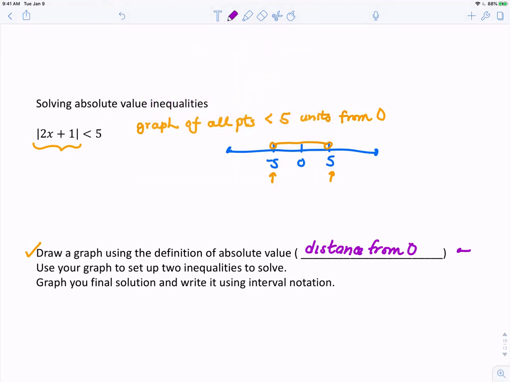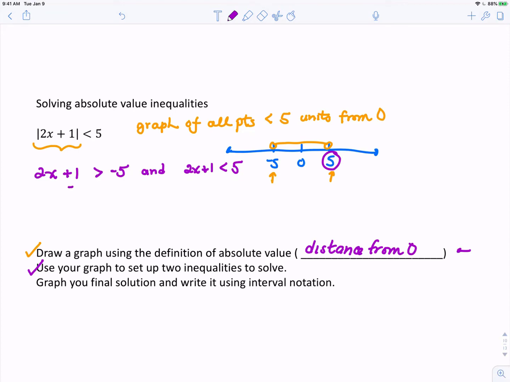So, what can we say about these numbers compared to -5? We can see that these numbers are greater than -5. So one inequality is 2x plus 1 is greater than -5. And let's take a look at the other one. What can we say about these numbers relative to 5? Relative to 5, these numbers, 2x plus 1, are less than 5. That's setting up two inequalities to solve.